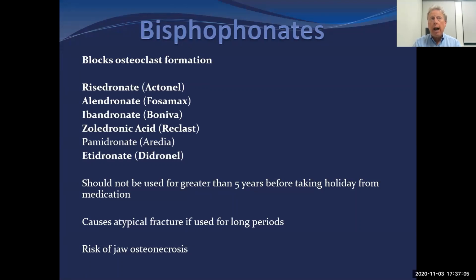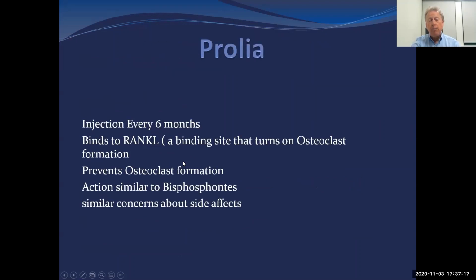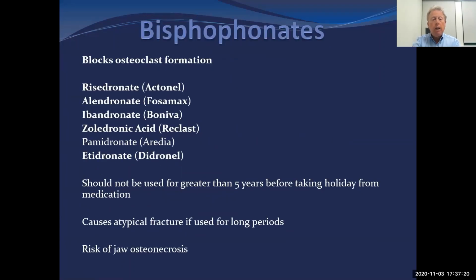So here we are now reducing the number of osteoclasts, and these are the names of drugs that were prescribed in the bisphosphonate family. Actonel is very common. Fosamax has actually been taken off the market because of some trade issues. Boniva, reclassed. Reclassed is interesting because this is a once-a-year injection. Boniva is a once-a-month medication.